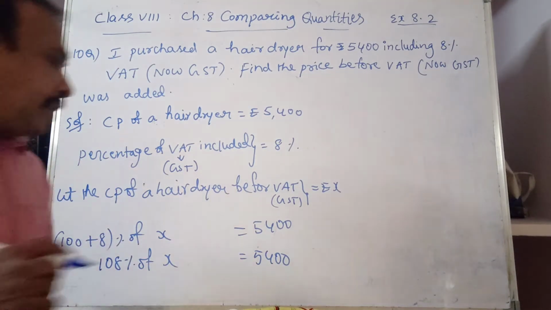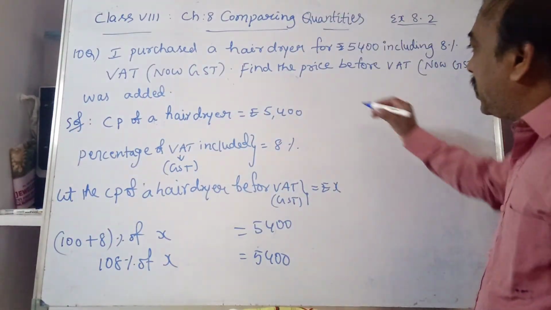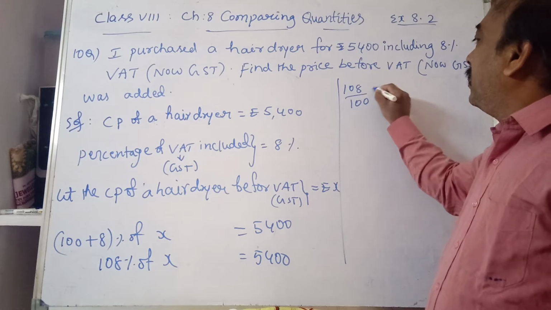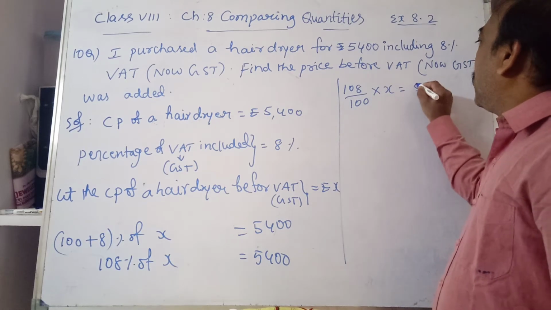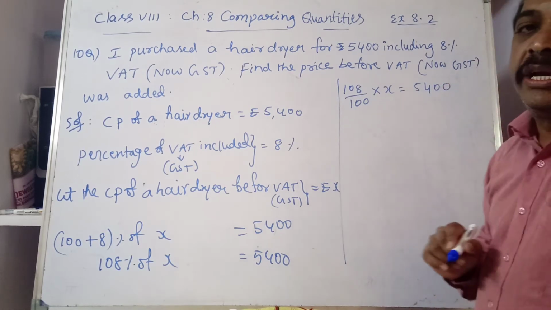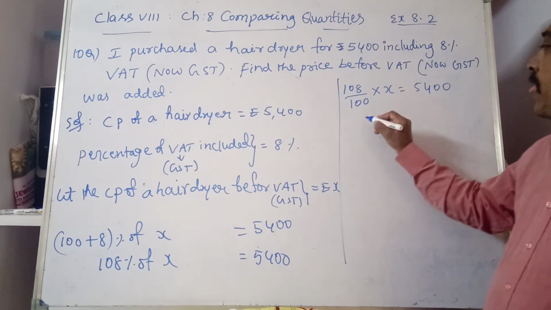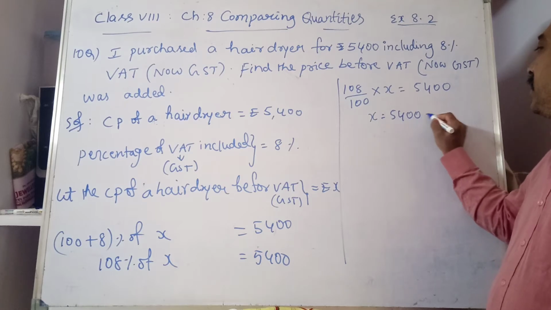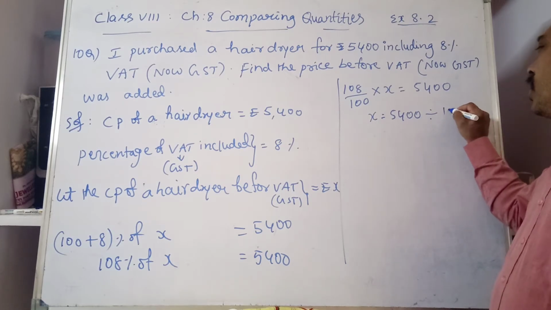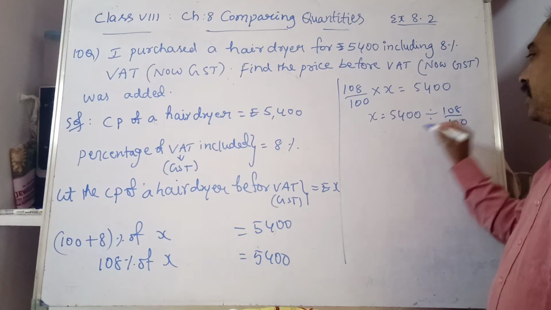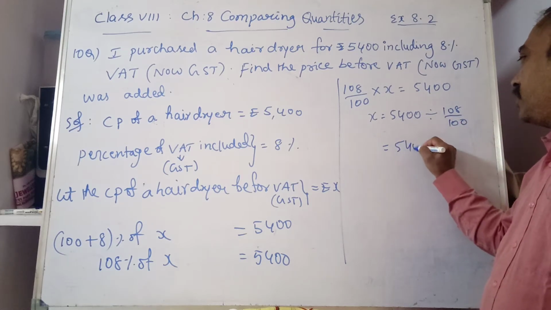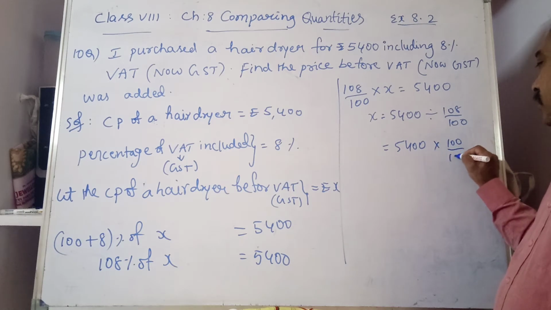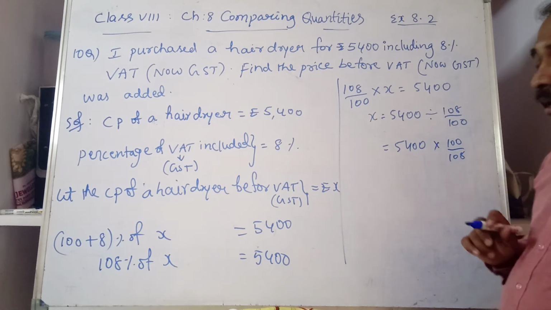5400. Now 108%, that is nothing but 108 by 100 into X is equal to 5400. Now transpose this side. X is equal to 5400 divided by 108 by 100, which is nothing but 5400 into the reciprocal, 100 by 108.